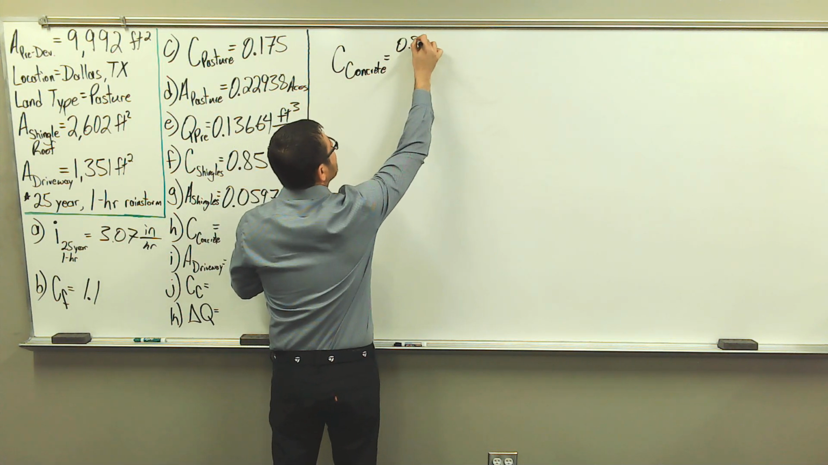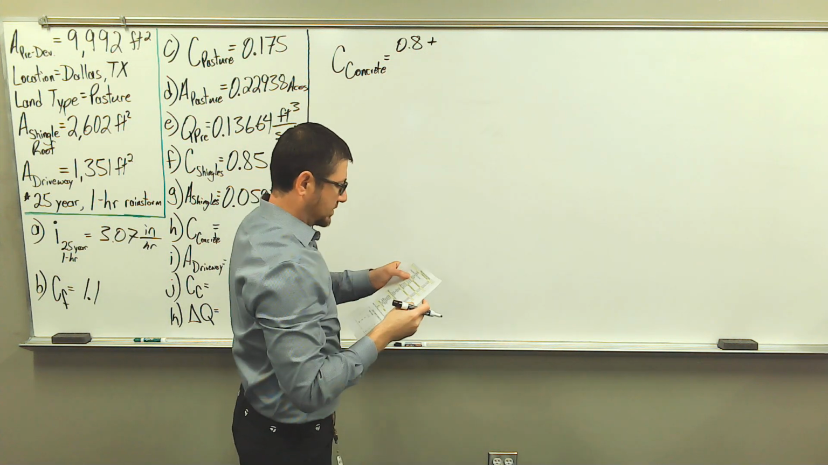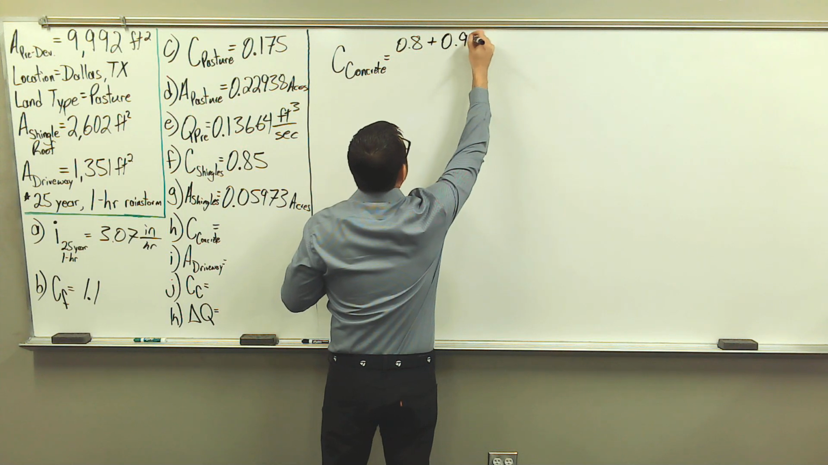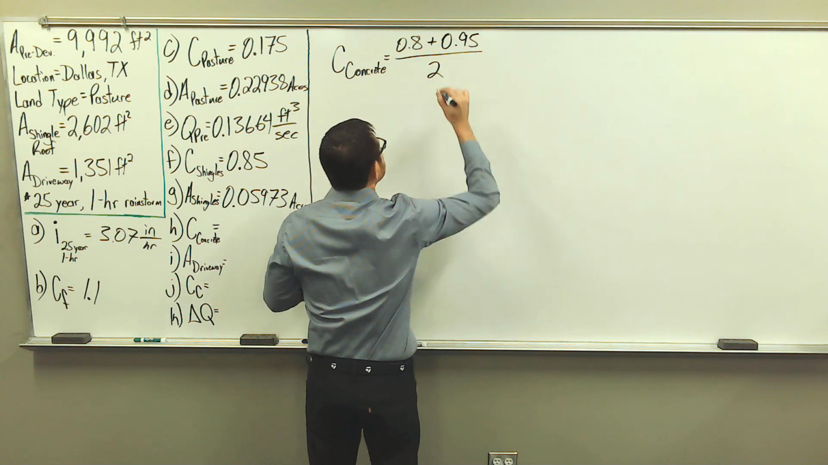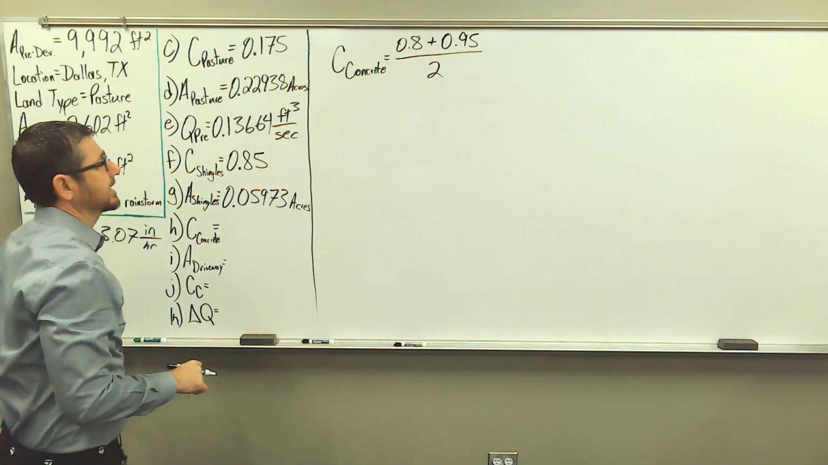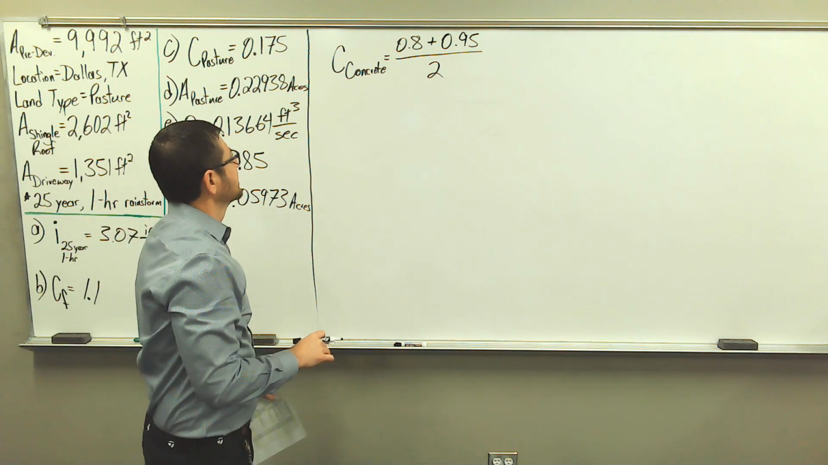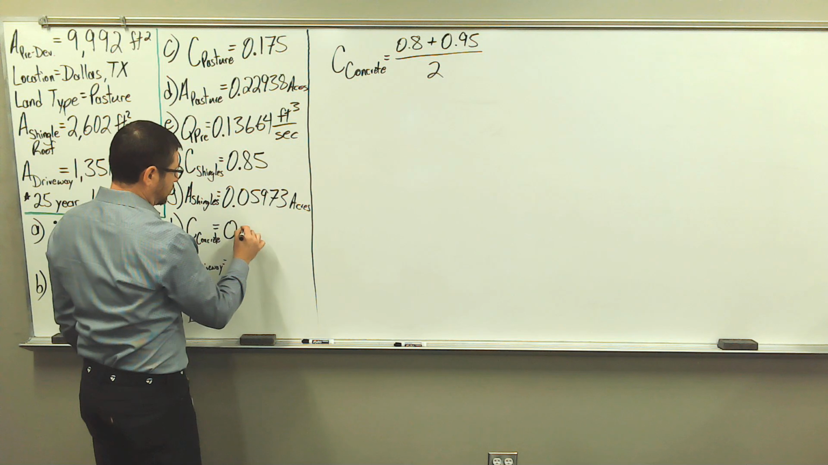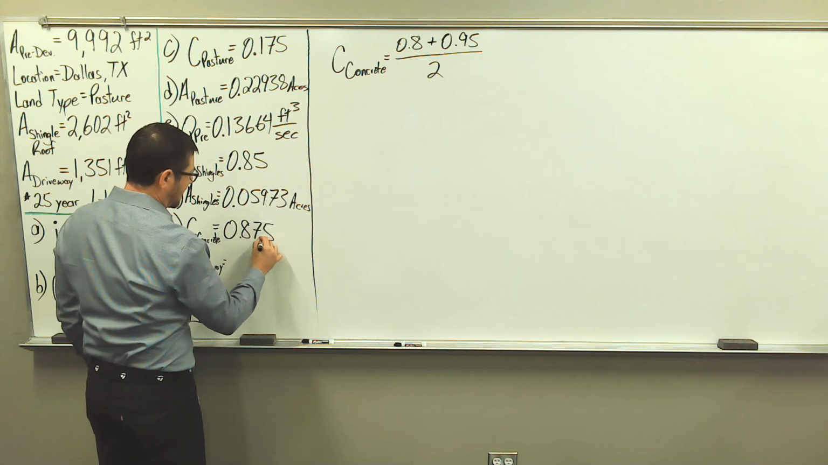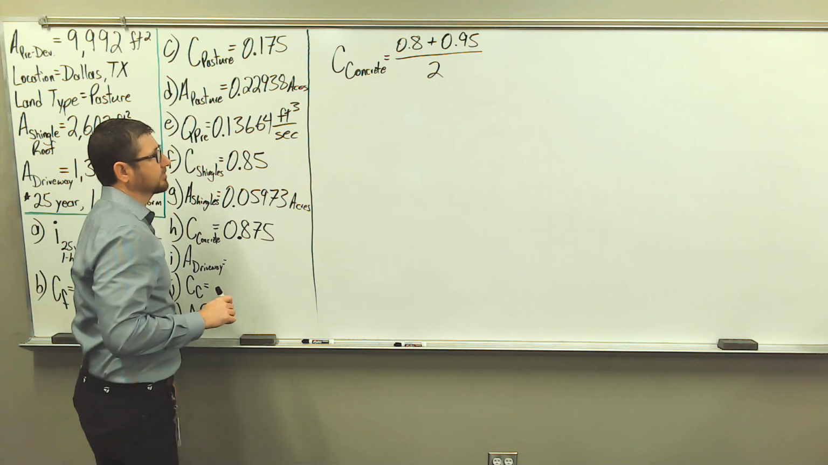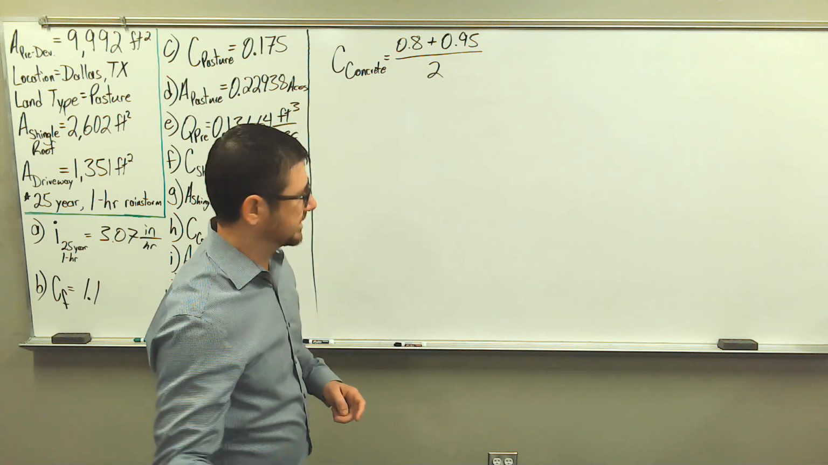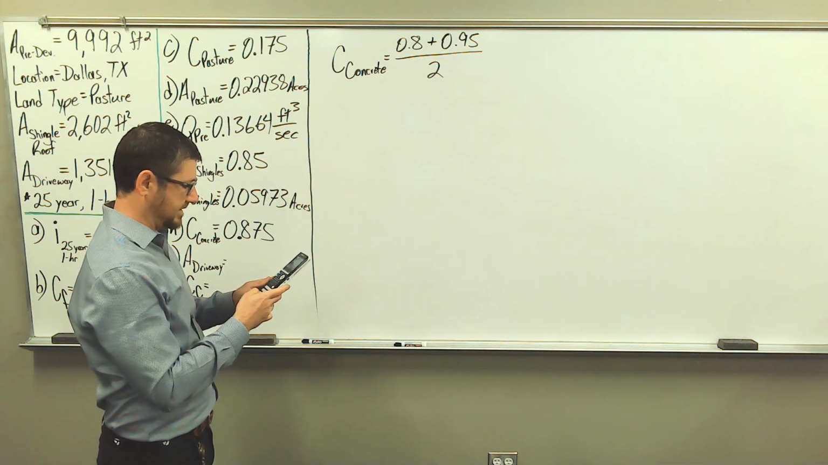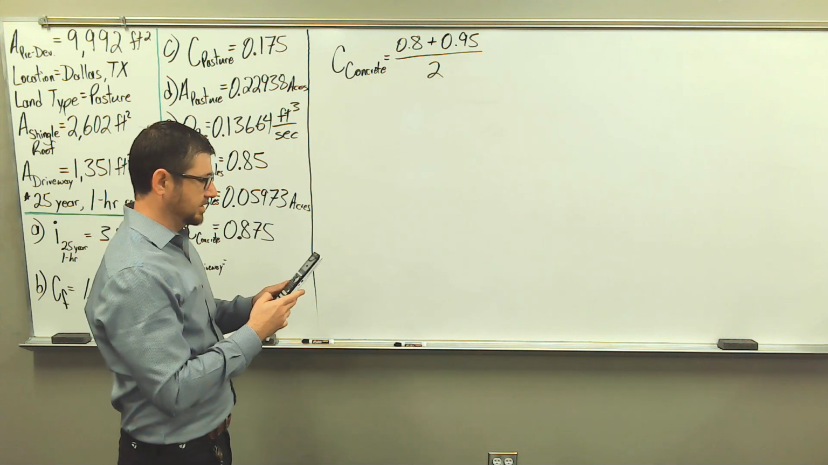We have 0.8 plus 0.95, and then we're going to add those together and divide by 2. So 0.875 will be the average there. Okay, here, let me do this on the calculator. 0.8 plus 0.95 divided by 2, 0.875.